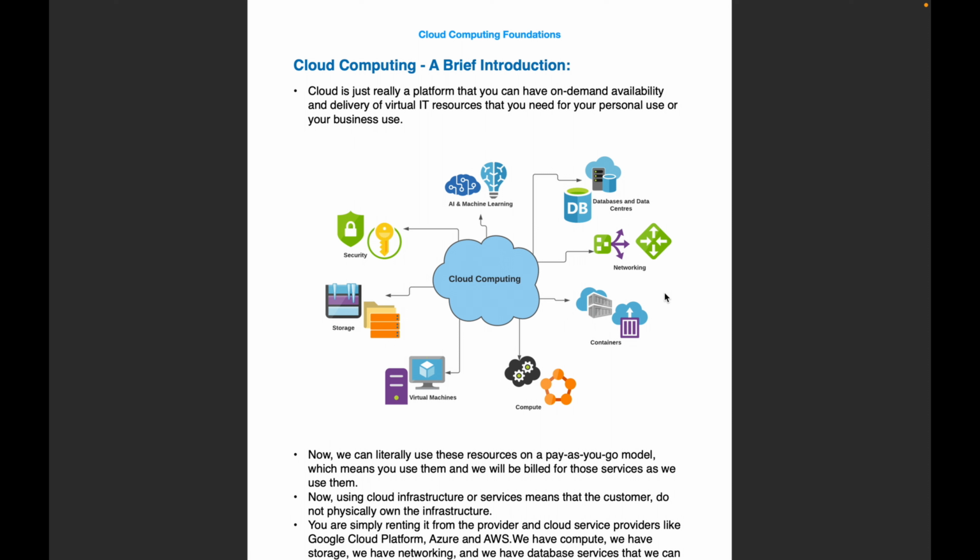So cloud computing is nothing but the delivery of computing services such as servers, storage, databases, networking, software, analytics, artificial intelligence and more over the cloud, over the public internet. So that is the most important feature of cloud computing. And cloud computing provides an alternative to the on-premise data center.